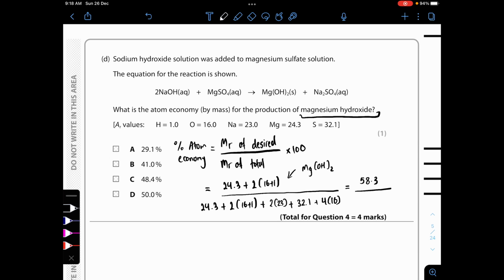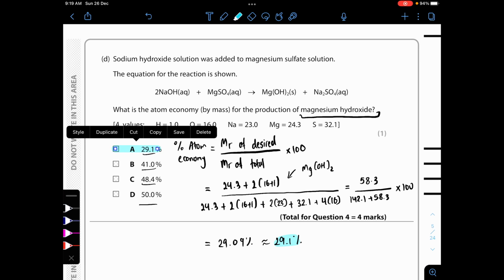If you do the bottom, Na2SO4 will be 142.1, plus 58.3 from above, and we times by 100. This should give us the atom economy: 29.09%. All of these are rounded to one decimal place, so if we round it, we get 29.1%. You can see A is also 29.1%, so that is the answer.